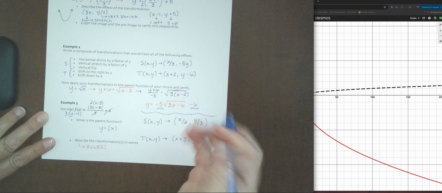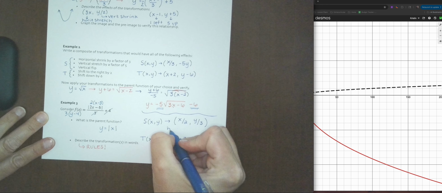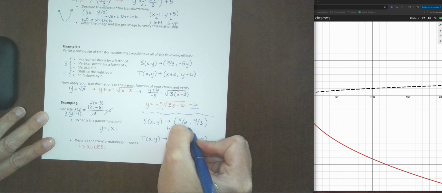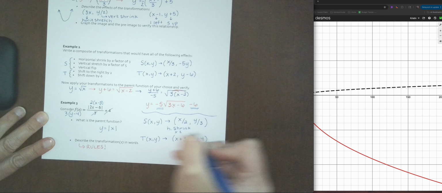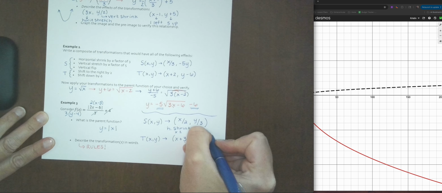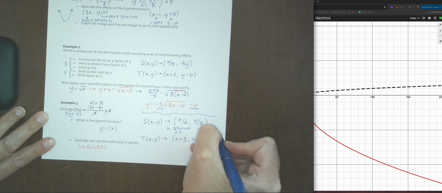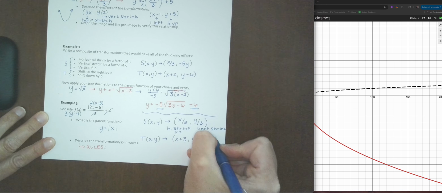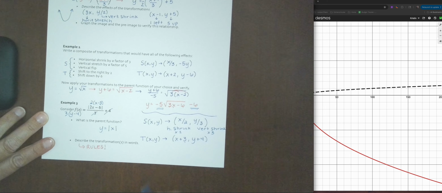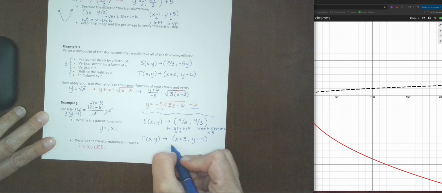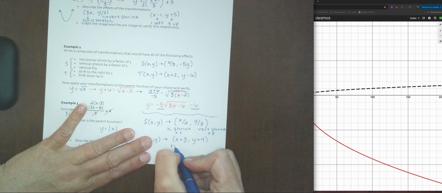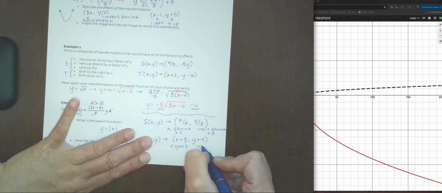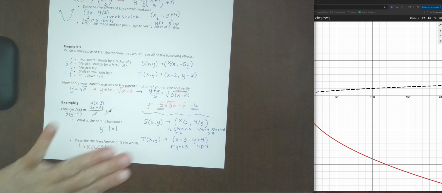And now I could hop in here and I could say, you know, this is a horizontal shrink by a factor of 2. This is a vertical shrink by a factor of 3. This is a shift to the right by 3 and a shift up 4.